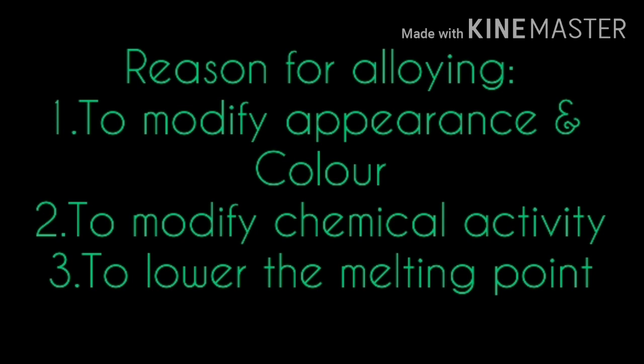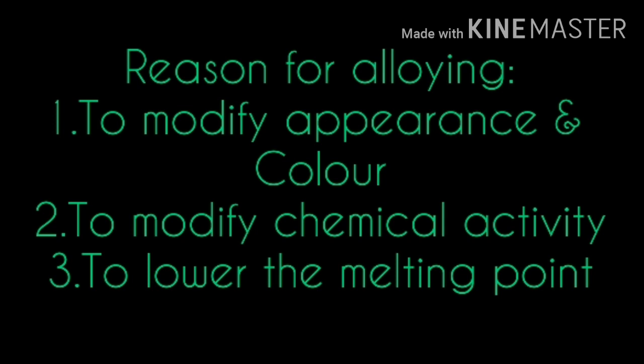Second one is to modify the chemical activity. The chemical activity of a particular metal is low. If we add another metal to it, the chemical activity will increase. So in order to increase the chemical activity of a particular element, we need the superior quality of metal 1 and combine it with the chemical activity of metal 2. Then we get the superior quality of metal 1 along with the chemical activity.